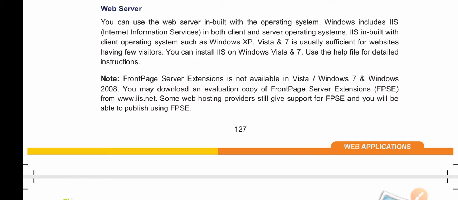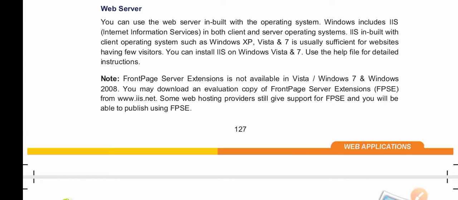IIS is built in with client operating systems such as Windows XP. It is only supported by Windows XP, Windows Vista, and 7, as these are the older operating systems of Windows. XP, Vista, and 7 are usually sufficient for websites having few visitors. Now these are updated, because nowadays there are a lot of visitors. That's why it's updating day by day.